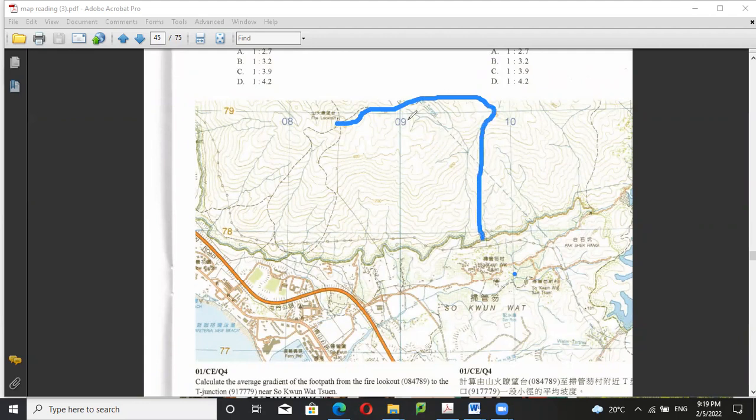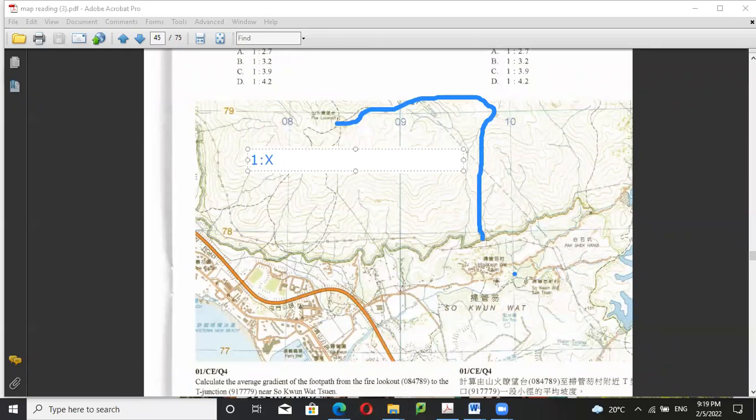The way is like this, then I can calculate. Right here, the fire lookout should be how much? 400, 420, 440, 460, around 500. Yeah, 500. And then for here it is around 80. So the things will work like this.